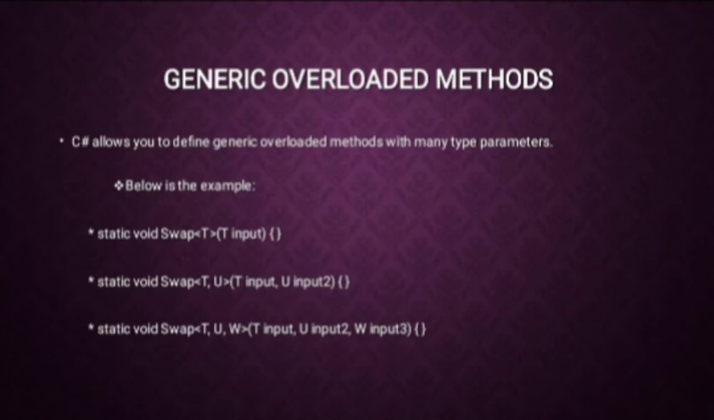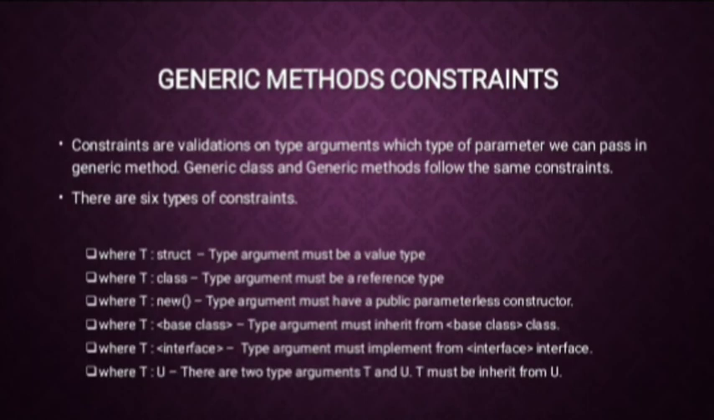And the method constraints. Every function or method has its own constraints. Here generic methods also have their own constraints, that is, constraints or validations on type arguments, which type of parameters we can pass in a generic method. These are some constraints. Where T: struct means the type argument must be a value type. T: class means the type argument must be a reference type. T: new() means the type must have a public parameterless constructor. Why do we mention a public parameterless constructor? So that we can create an object of the class.